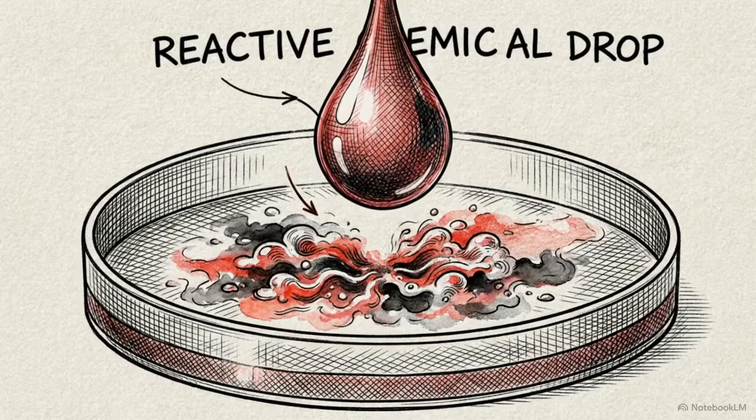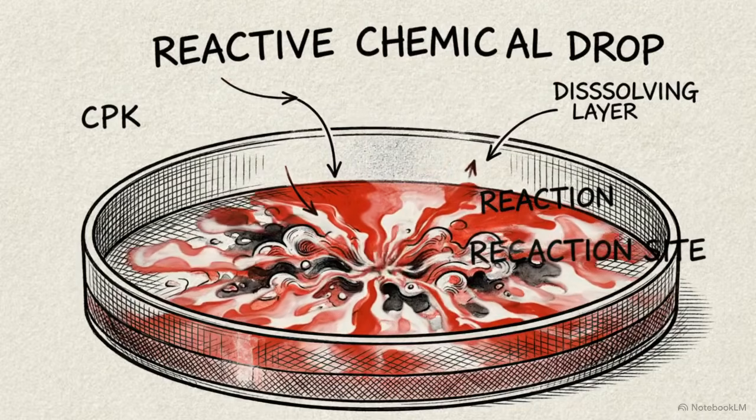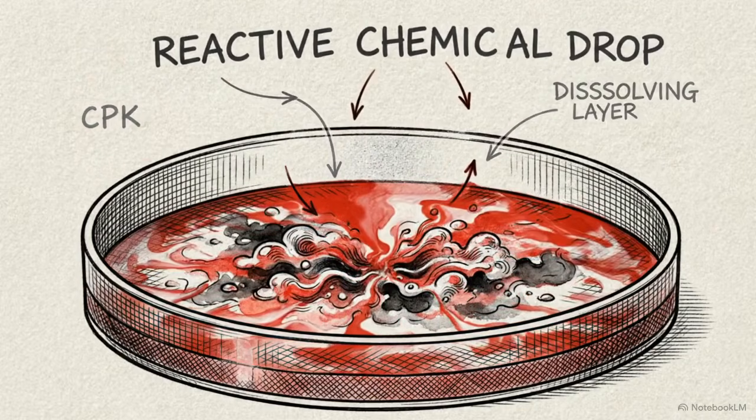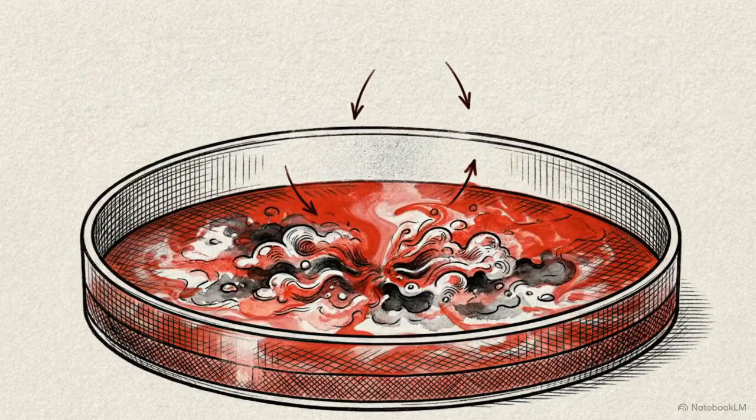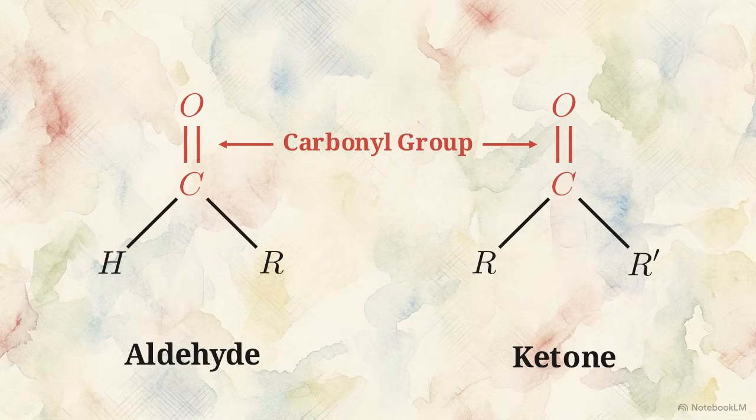In organic chemistry, making a precise alteration to a single atom without destroying the rest of the molecule requires extreme care. Take aldehydes and ketones. They share a nearly identical center, a carbon double bonded to an oxygen, known as a carbonyl group. But look closely at the adjoining branches.